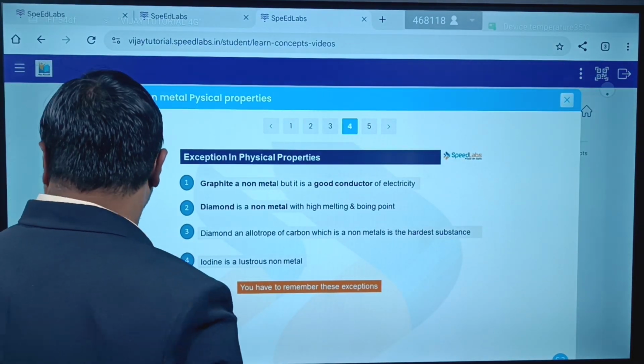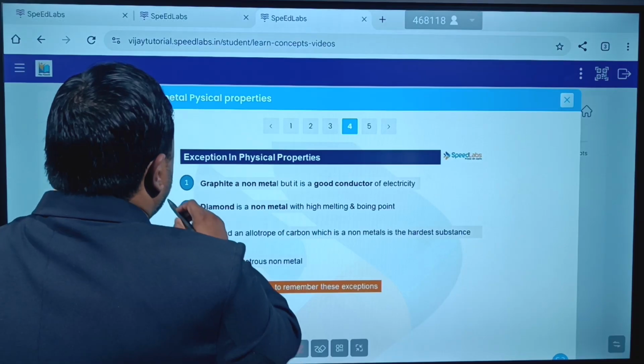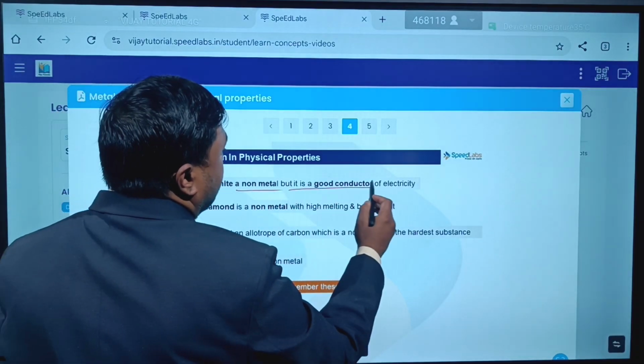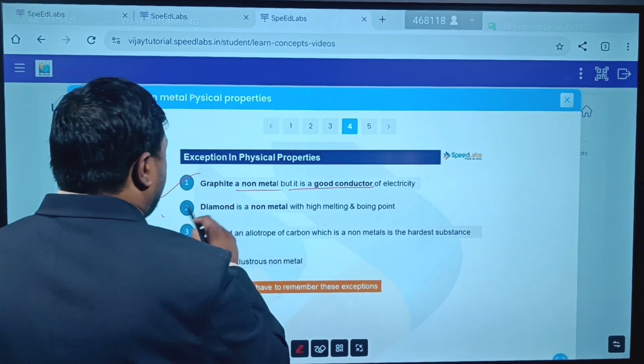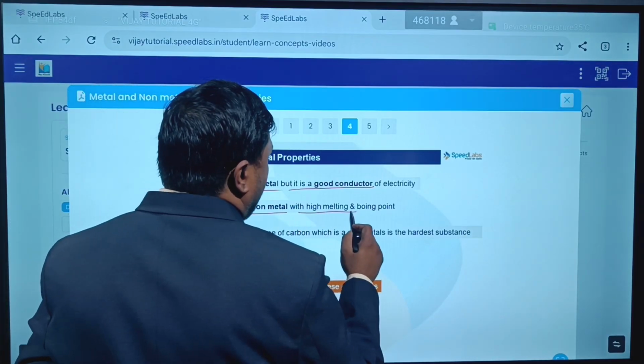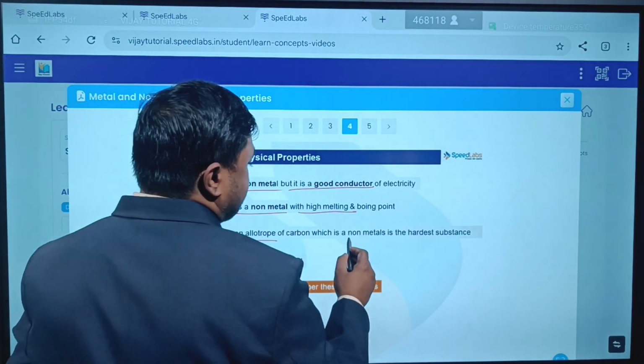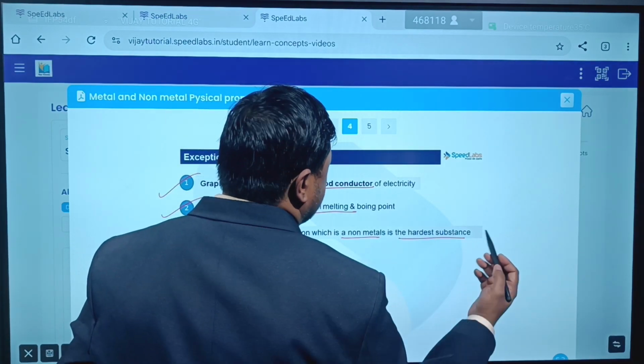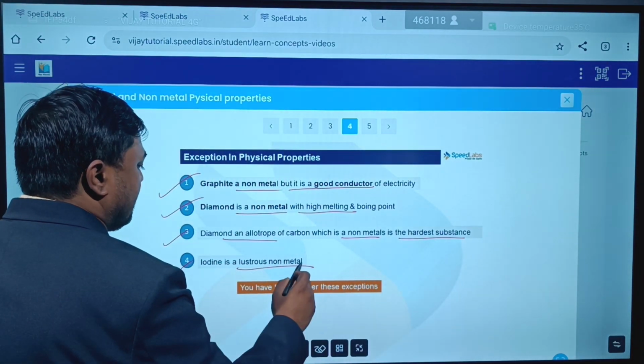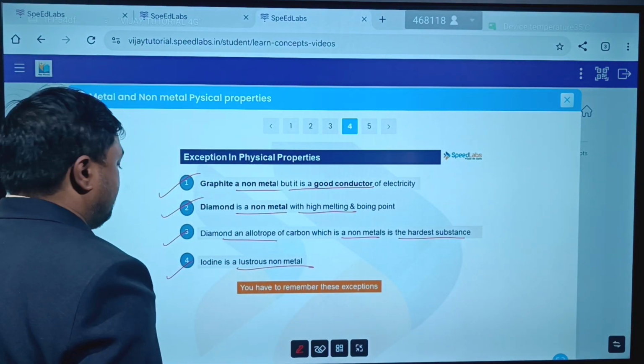So you can remember the exceptions of physical properties. Graphite is a non-metal but it is a good conductor of electricity. Diamond is a non-metal but with high melting and boiling points. Diamond, an allotrope of carbon which is a non-metal, is the hardest substance, and iodine is a lustrous non-metal. Yes or no?